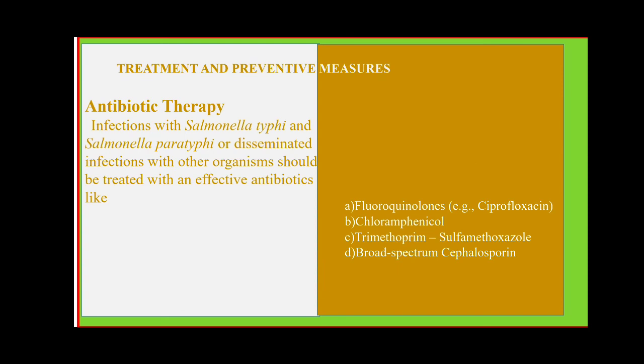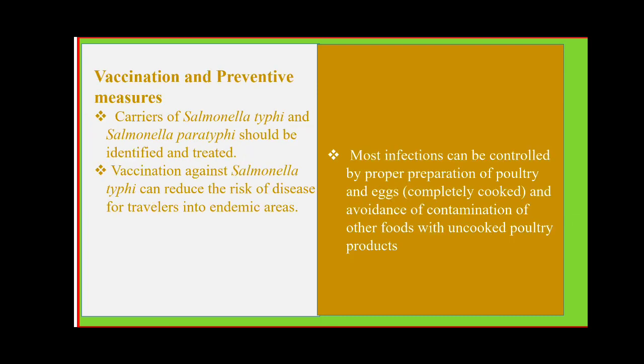Treatment and preventive measures. Antibiotic therapy. Infections with Salmonella typhi and Salmonella paratyphi or disseminated infections with other organisms should be treated with effective antibiotics like fluoroquinolones, example ciprofloxacin, and the second one chloramphenicol, and the third one trimethoprim-sulfamethoxazole, and the fourth one broad spectrum cephalosporin. Vaccination and preventive measures.